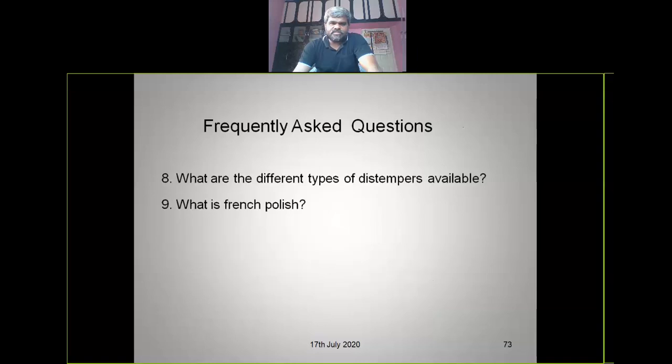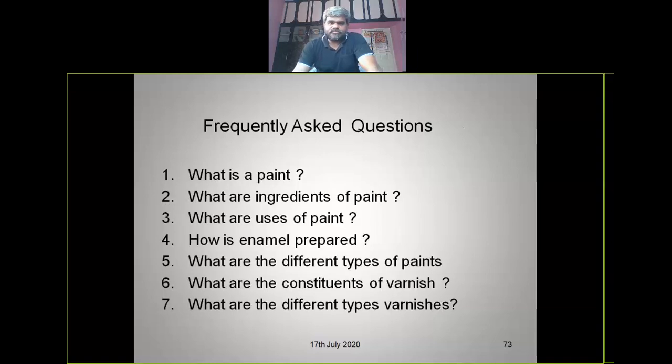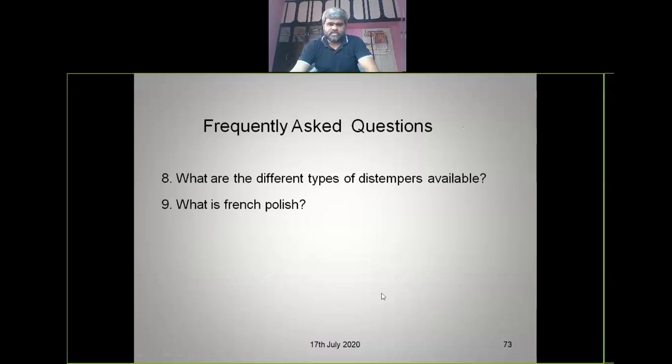These are the expected questions. What is a paint? What are the ingredients of paint? What are the uses of paint? How are enamels prepared? What are the different types of paints? What are the constituents of varnish? What are the different types of varnishes? What are the different types of distempers available? What is a French polish? What is a wax polish?